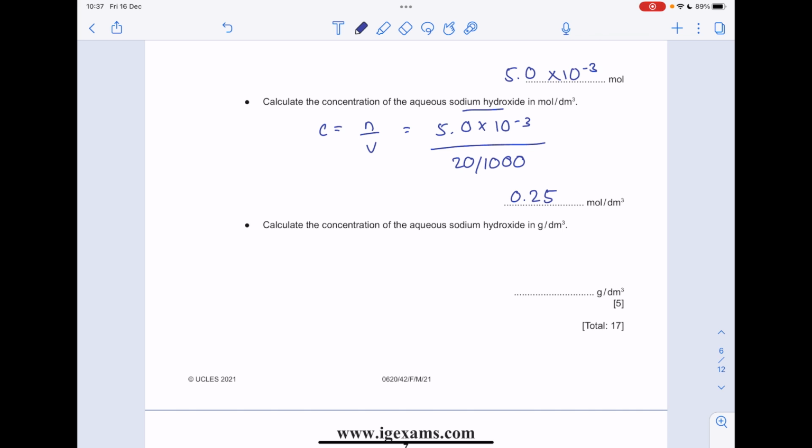And then lastly, calculate the concentration, but this time in grams per decimeters cubed. The way you do that is by doing your concentration previously, but then you times it by the MR of sodium hydroxide because you're doing it grams per decimeters cubed. So we take that 0.25 and multiply it by the MR of sodium hydroxide, which is 23 plus 1 plus 16 to get 10 grams per decimeters cubed.